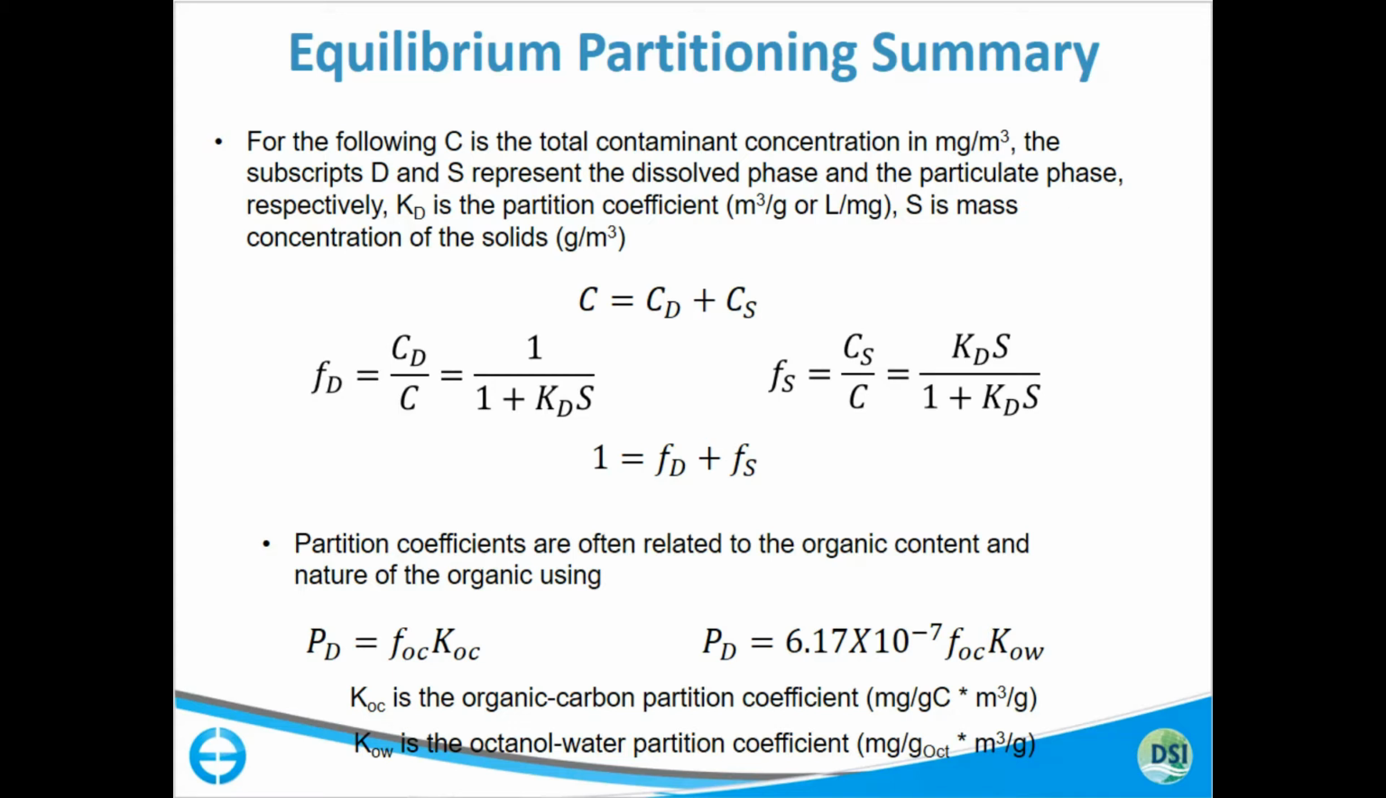Your denominator is the total mass, which is equal to your concentration here. This one represents the mass in the water column, or dissolved rather, and this is the mass on the solids. Again, everything has to add up to unity, and all of these KDs are in units of cubic meters per gram or liters per milligram, so that product is dimensionless. But this is the KD where we're ignoring organic carbon.